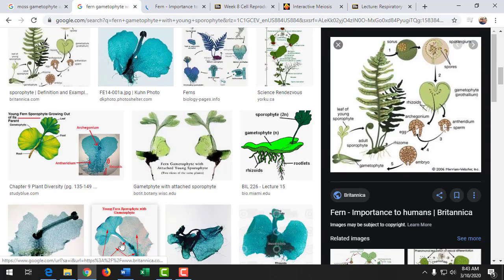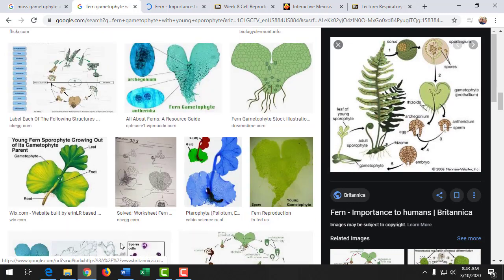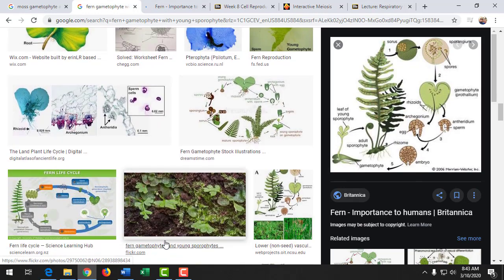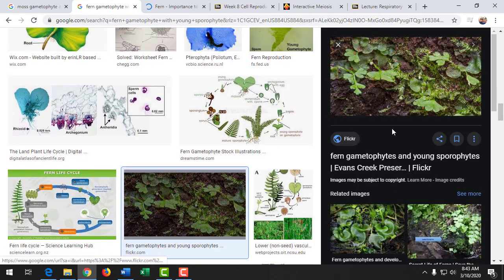Let's see. These are all really tiny. Here. See these tiny little heart-shaped structures real close to the ground? Those are the gametophyte version of a fern. And then the big leafy part is the sporophyte generation.